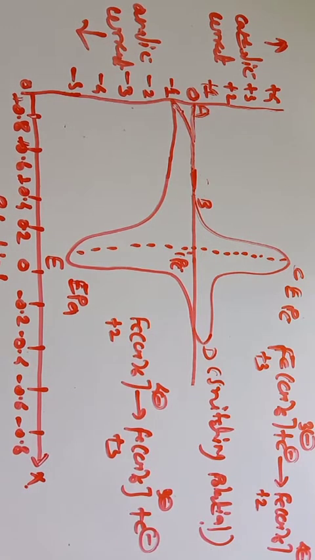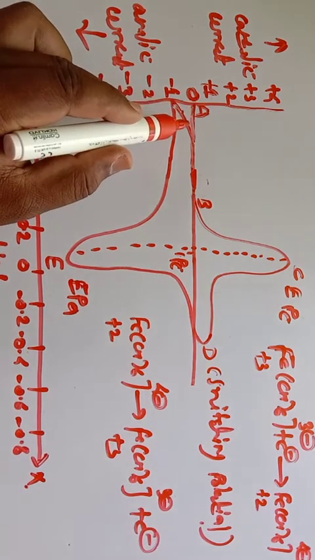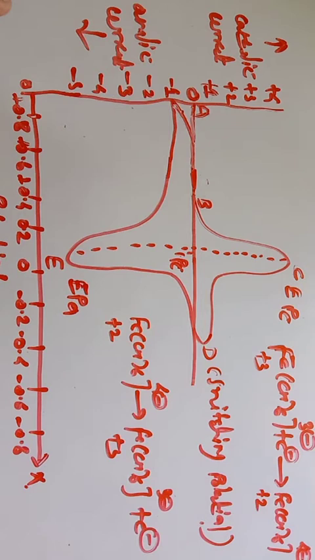A negative current is obtained from the oxidation of water to give oxygen. So why do we get this anodic current at this point A? Because the current is obtained from the oxidation of water to give oxygen.